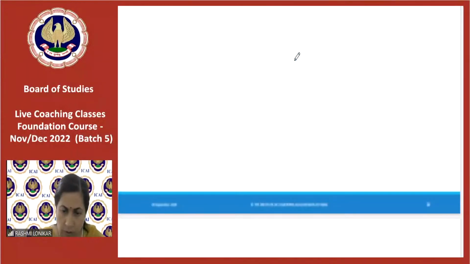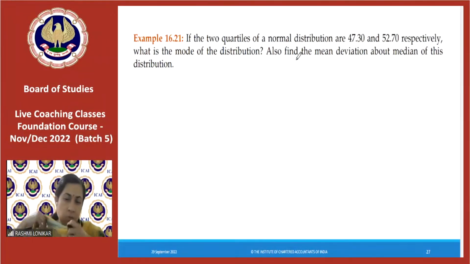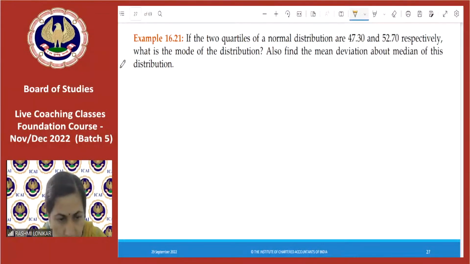Okay, next sum. If the two quartiles of a normal distribution are 47.30 and 52.70, what is the mode of the distribution? Okay. Now let us first write down the formula.